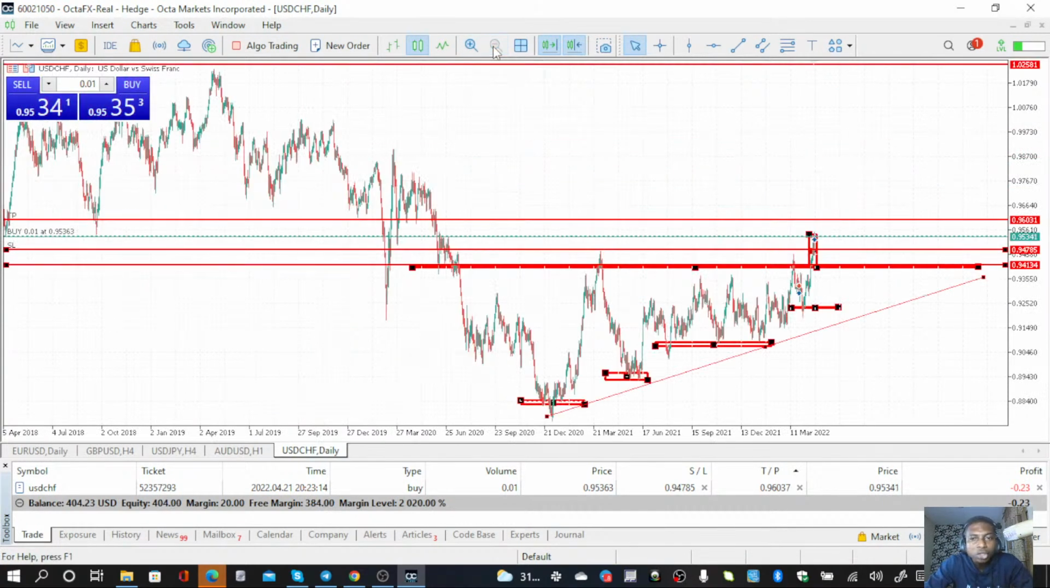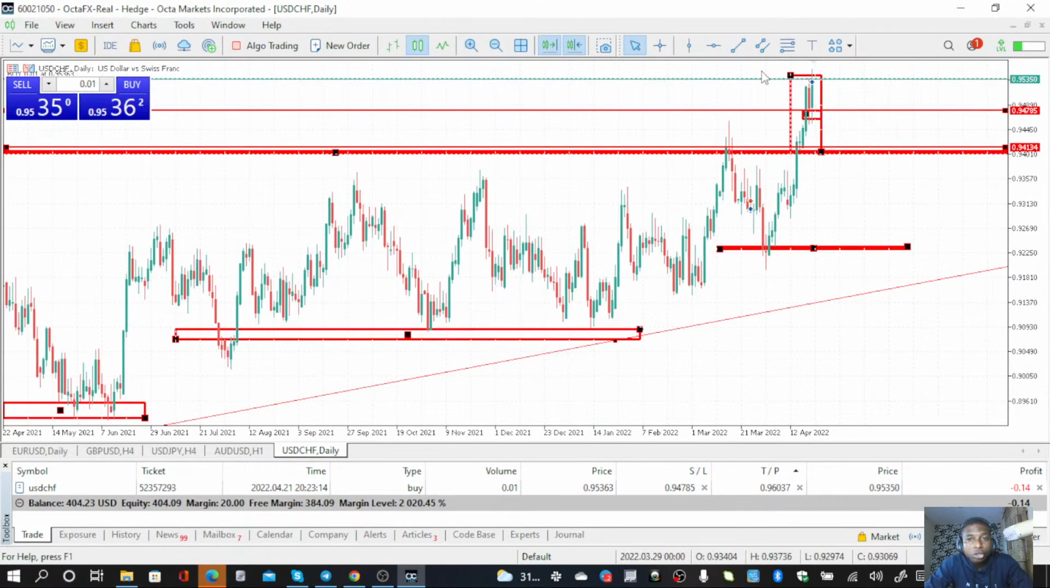However, if you are a swing trader, most definitely you are looking out for the price to reach this level, possibly pull back to this place, and then start the bullish momentum again. All right, I hope that's clear. So if you are a swing trader, you want to wait for the price to pull back and start a bullish momentum again.